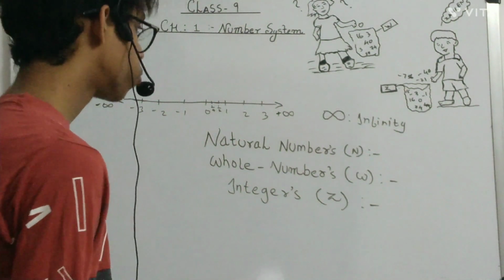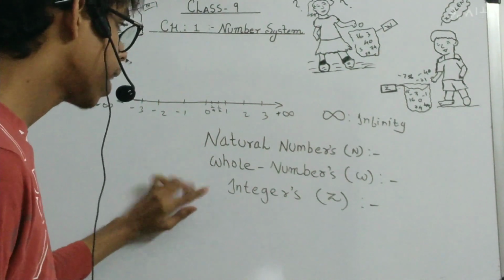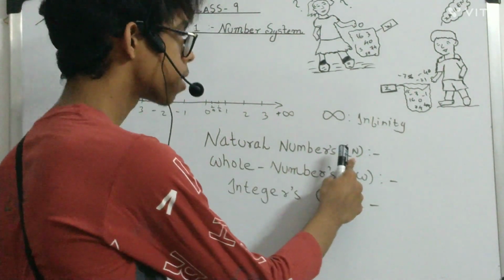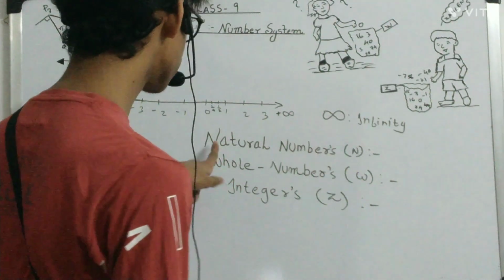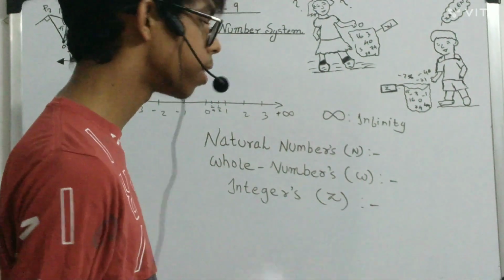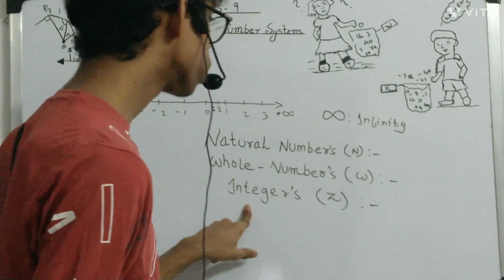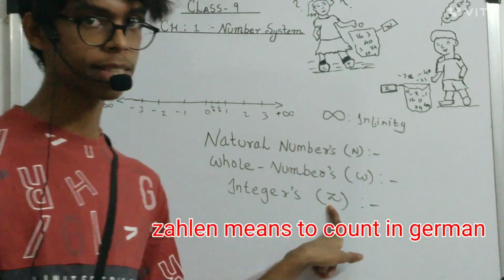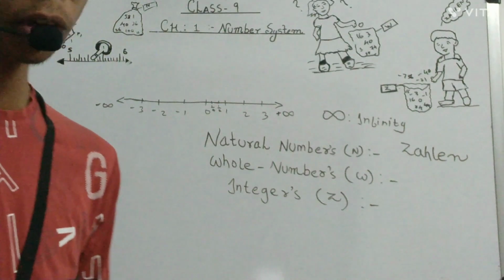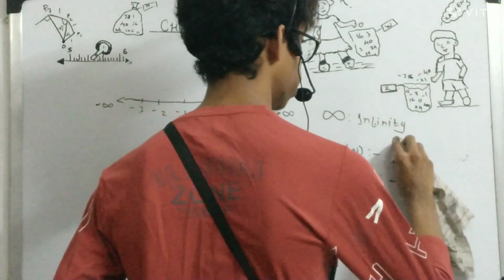Now the next thing we come across here is natural numbers, whole numbers and integers. Natural numbers can be represented by capital letter N because it starts with N. Similarly, whole numbers are represented by capital letter W because it starts with W. And integers are represented by capital letter Z. So now, let us see what natural numbers are.